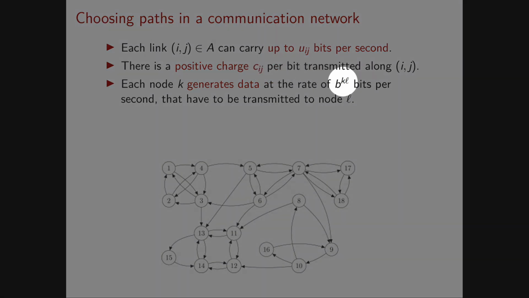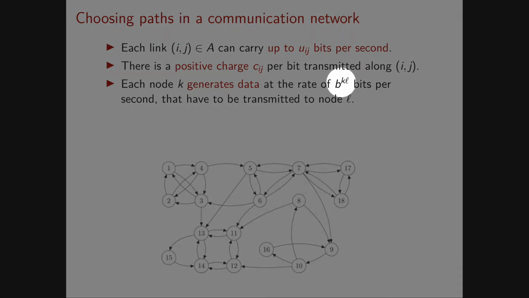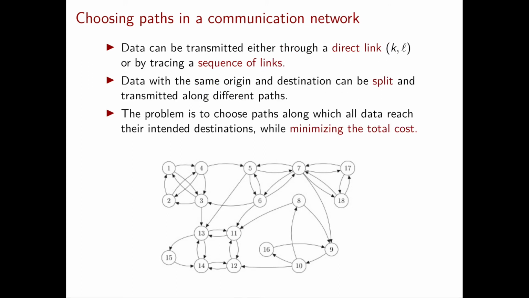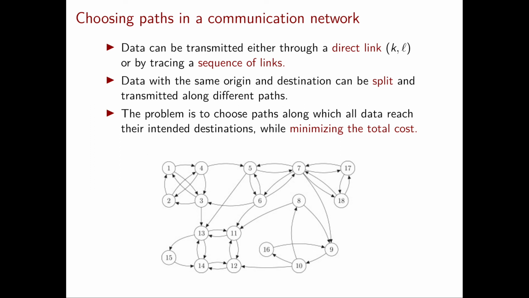Then we're given values b_kl for every pair (k, l) of different nodes. And b_kl represents the amount of data that is generated at node k and that should be sent to node l. So how can we transmit the data? Well, we can either transmit it directly from k to l along a direct link (k, l), as long, of course, as it exists, or we can instead use a sequence of links that starts in k and ends in l. Moreover, the data from k to l doesn't need to travel along the same path, but it can be split and be transmitted along different paths.